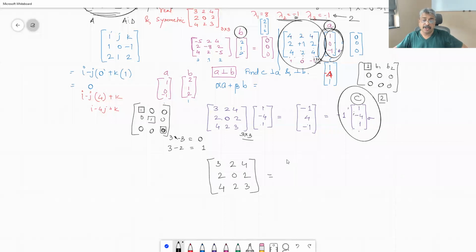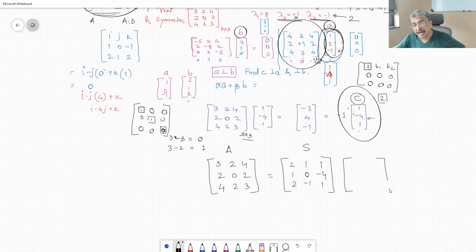Okay. A is equal to the eigenvector matrix. Say first 2, 1, 2, which is 8. 1, 0, minus 1, which is minus 1, and 1, minus 4, 1. This is our S. This is our A. We expect to have our capital lambda, 8, minus 1, minus 1.